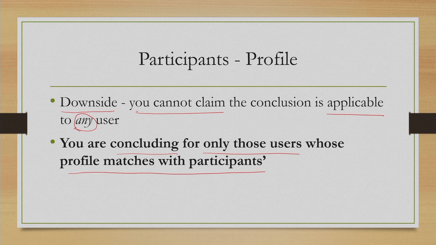So, what we just discussed is that when we talk of a system, it has a specific group of users. Those users are characterized by their profile. When we choose the participants to perform an empirical study, we need to match the user profile with the participants' profile.